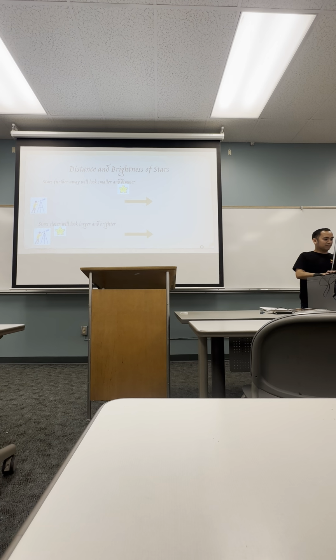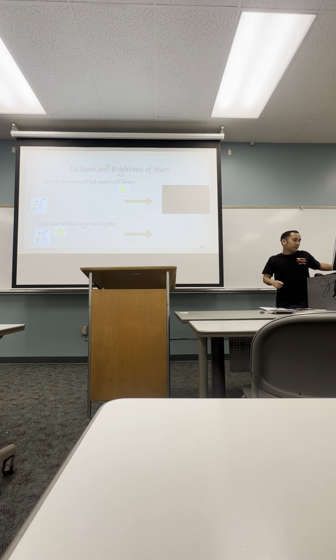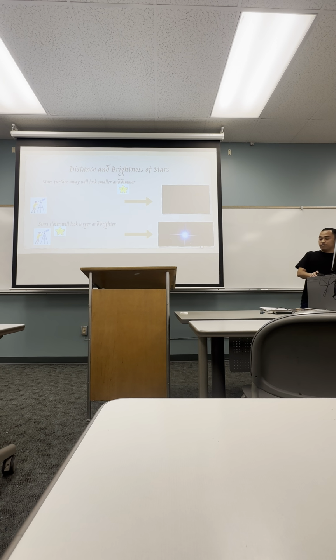Okay, great job. So now going to distance and brightness of the stars. So the stars farther away would look smaller and dimmer. So if you look at the picture, you can barely see the stars, which is the smallest light over there. So if I were to stand at the end of the corner of the hallway and one of the students can stand on the other side of the corner, would I appear to be smaller to you or bigger? Smaller, right? And then the star closer will look larger and brighter, like the picture that we see here.